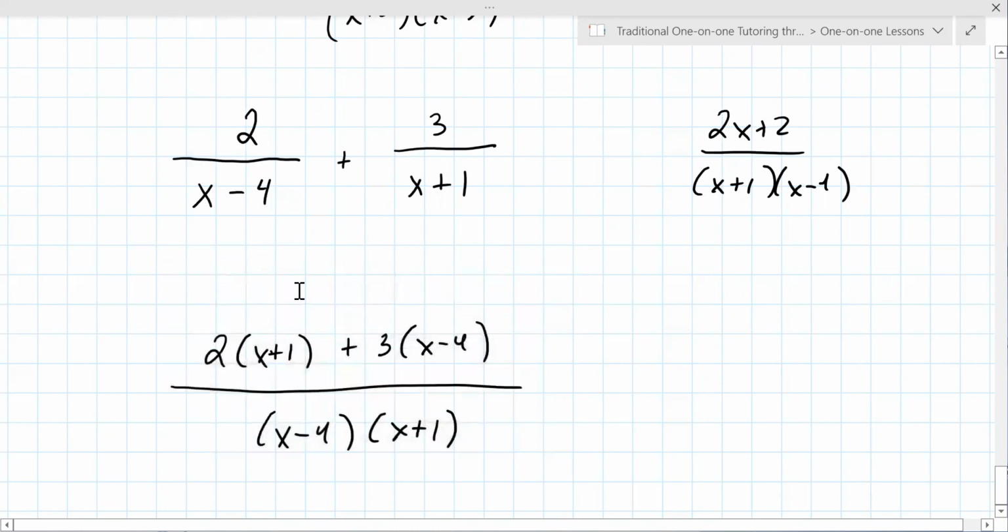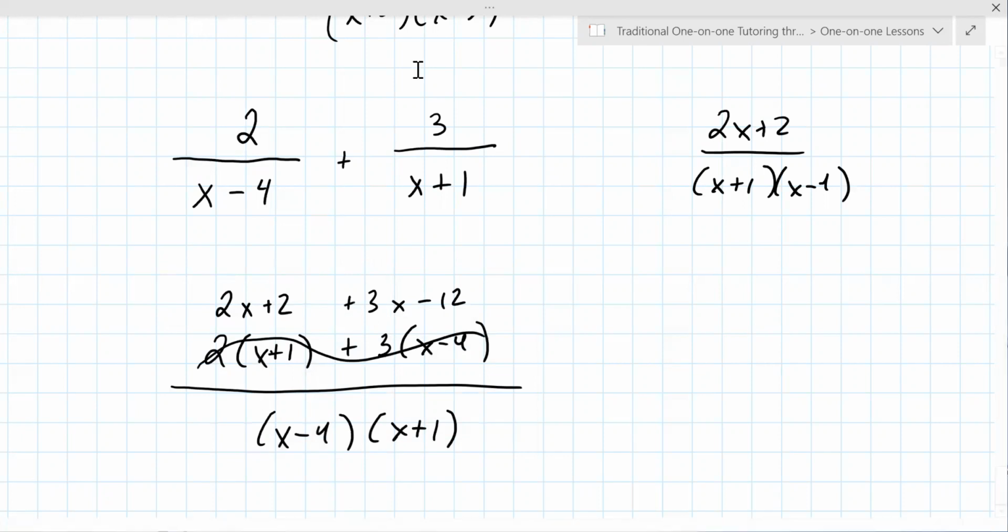Now, one of the things I do, and this will save you a little bit of writing, is I like to actually rewrite it above it. So like 2x plus 2 plus 3x minus 12. Okay. And then I just cross this out or squiggle it out. So I've got a different numerator. Where do you think you went different than me?